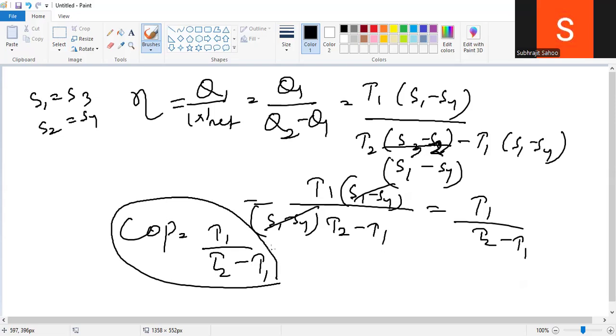In the next video I will discuss the limitations of this one, and what if I change these parameters. Right? If I change the T1 value, if I change the T2 value, then what will happen to the COP? Those things also I will discuss in the next video, sir. I'll conclude here. Please take care. Bye.